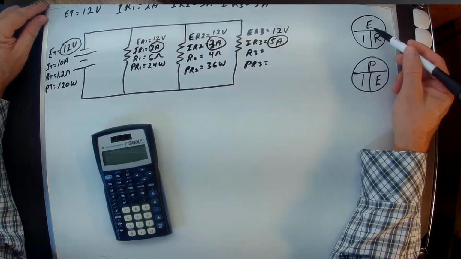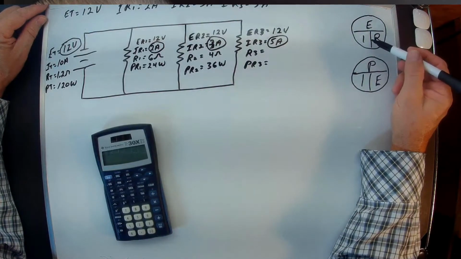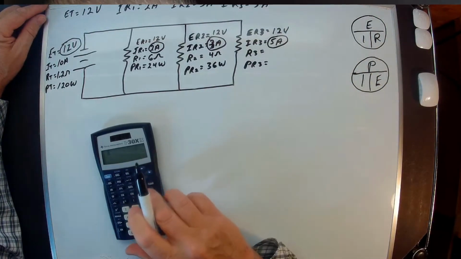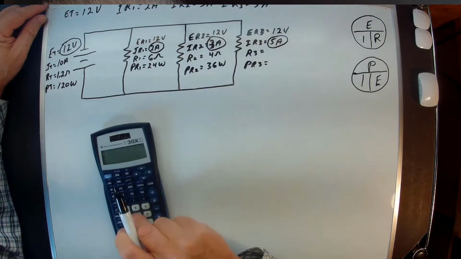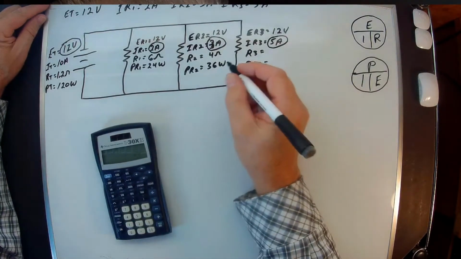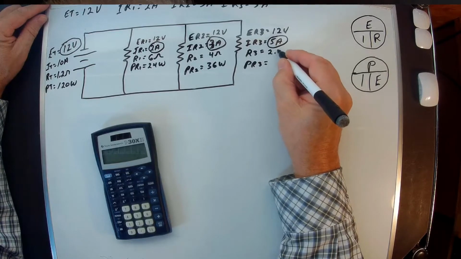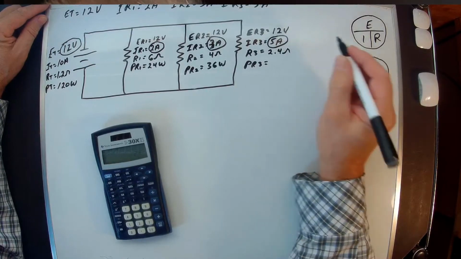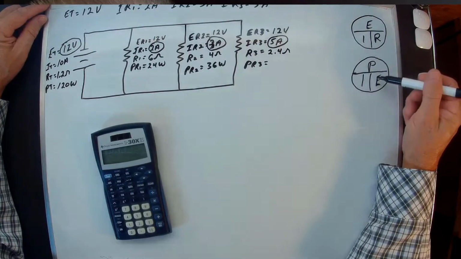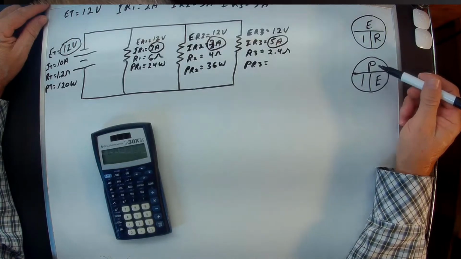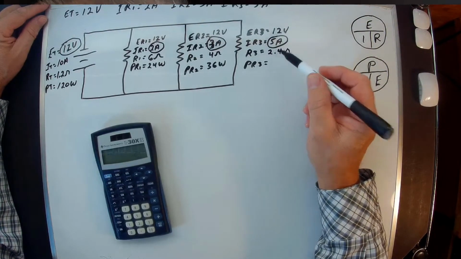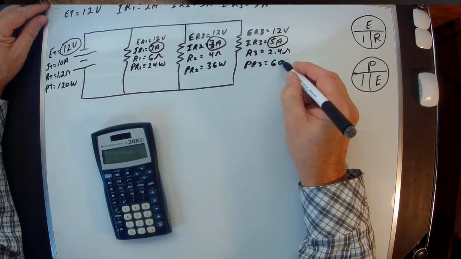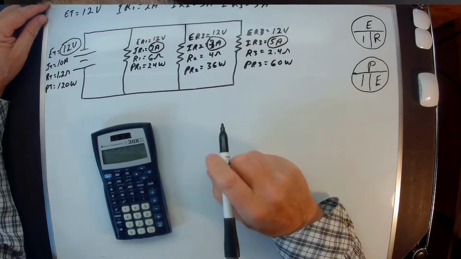12 volts, 5 amps. 12 divided by 5 gives you R, so 12 divided by 5 equals 2.4 ohms. And then I times E equals power, so 12 times 5 is 60 watts.